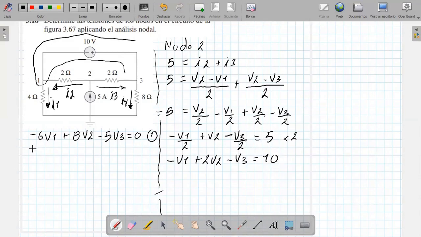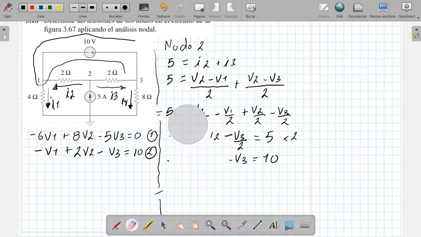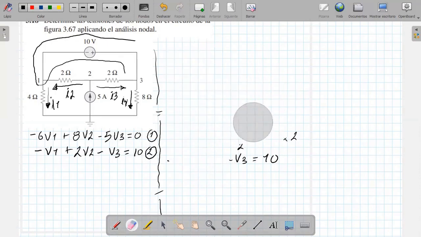I already have my second equation that I'm going to put here: minus V1 plus V2 minus V3 equals 10. We know that whenever there is a super node, there are only two equations left, right? Because whenever there is a super node, we grab more than one node, we are grabbing 1 and 3 at once. So this causes us to always be missing an equation, because here we have two equations with 3 unknowns.